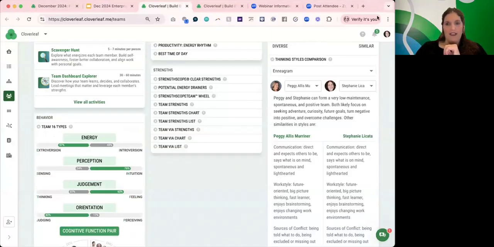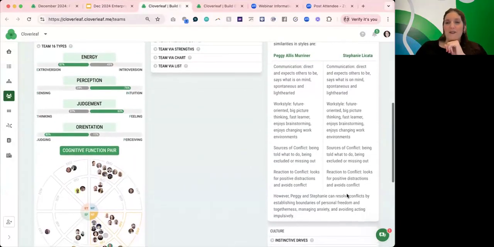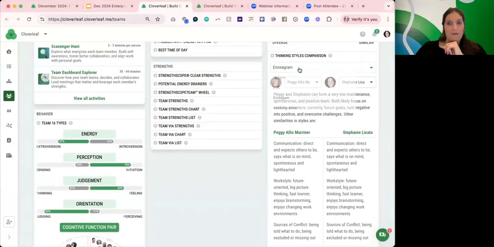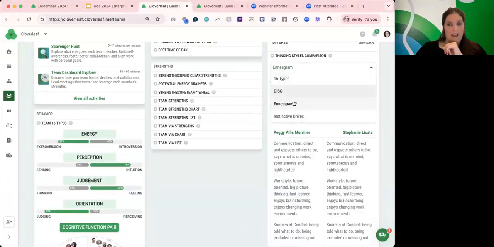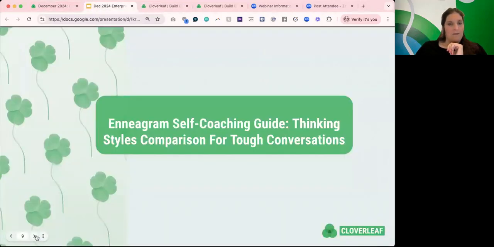And I'm hopping on to someone that I am alike with, what happens to be Peggy. And I am pulling up Enneagram. So remember, in the thinking styles comparison, you can pull up a specific assessment, right? So I'm pulling up Enneagram. Again, you can adapt this a little bit if you do not have Enneagram, right? So I'm going to hop back on to this little coaching guide here in a minute.